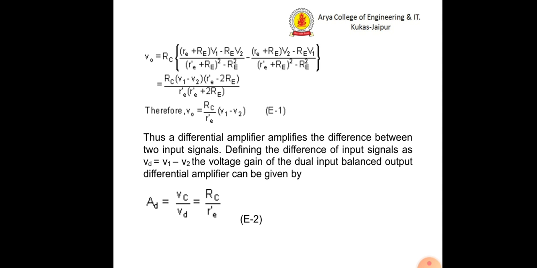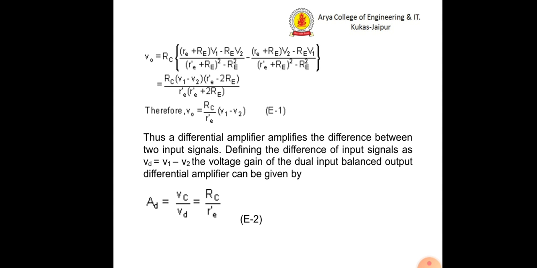Substituting the values, we find that the output V0, which is the output of the differential amplifier, comes out to be equal to the collector resistance RC upon RE into the difference of the two inputs applied at the Q1 and Q2 transistors respectively. Hence, it is appropriate to call this DC coupled amplifier a differential amplifier, as it is amplifying the difference of the two input signals.